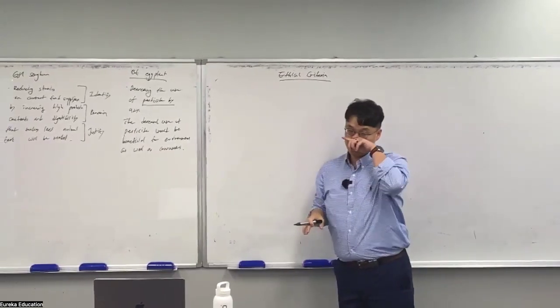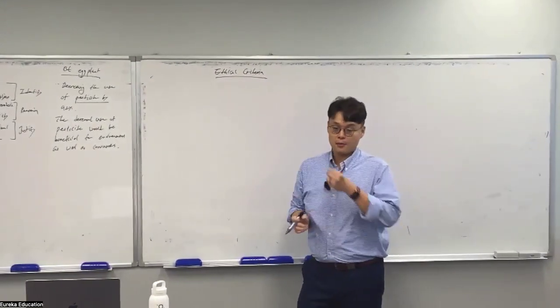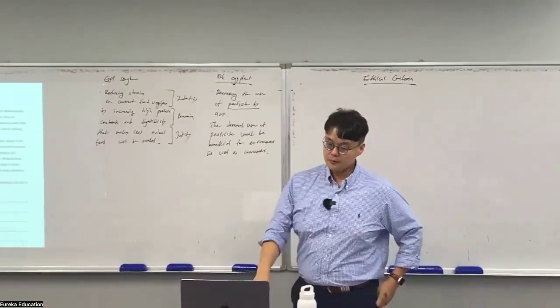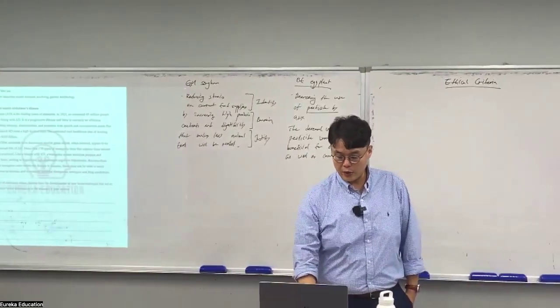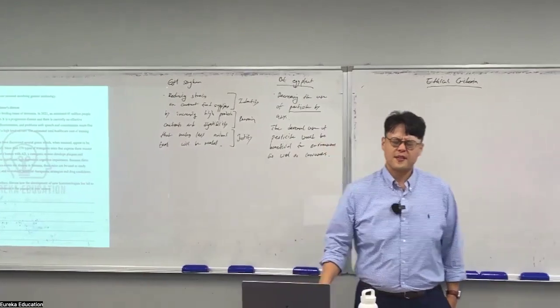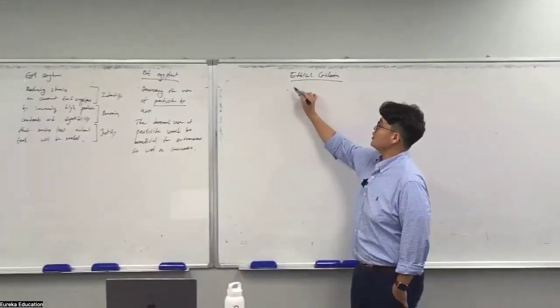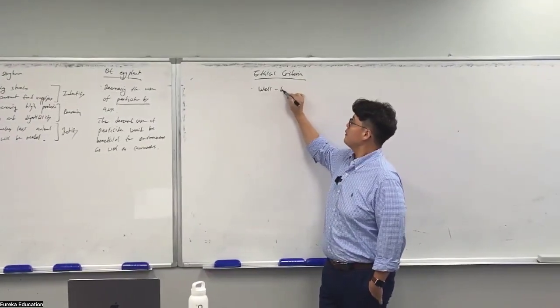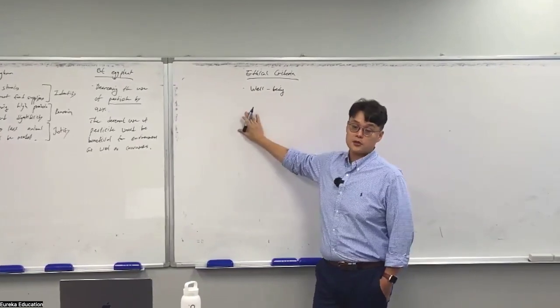That we have to follow here. You have a workbook? Have a look at the workbook. It's there: ethical criteria for any of the biotechnologies. One should be well-being. We have to look for the well-being of the society.